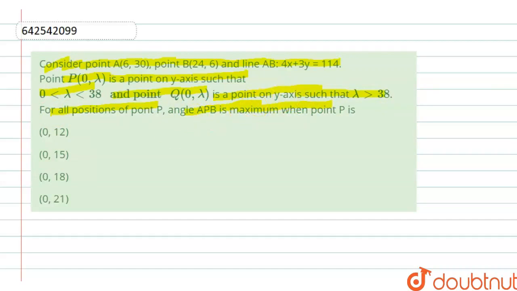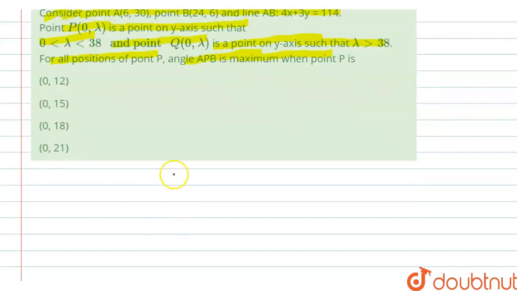So basically in triangle APB we have to find P on the y-axis. What we are given is that A has coordinates (6, 30), and point B has coordinates (0, lambda). So these are the given points.